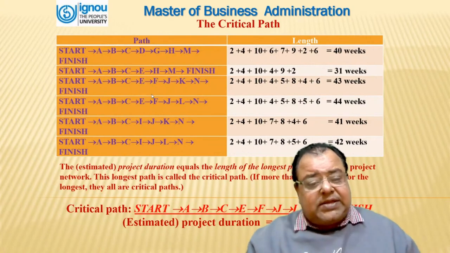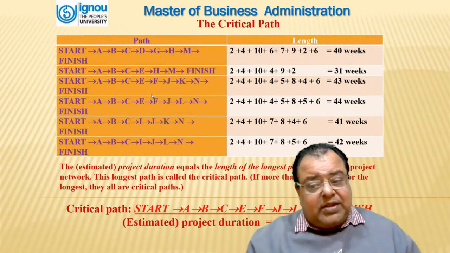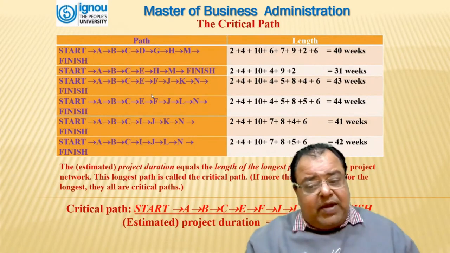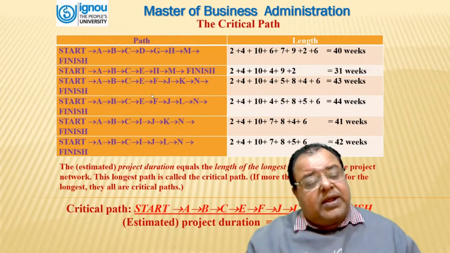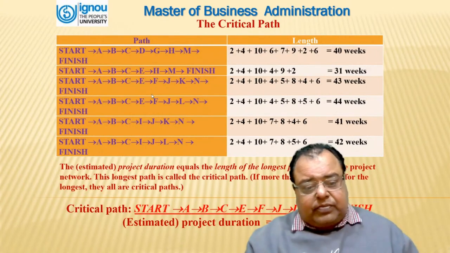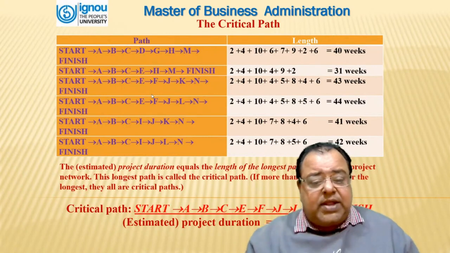That means the estimated project duration equals the length of the longest path through the project network. This longest path is called the critical path. If more than one path ties for the longest, then they all are critical paths. That means from the calculation we found that this project can be completed in 44 weeks.